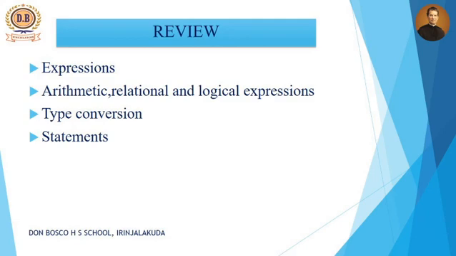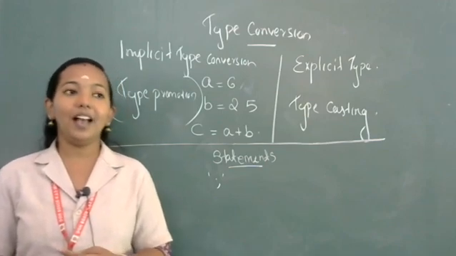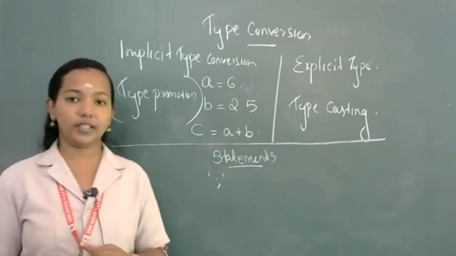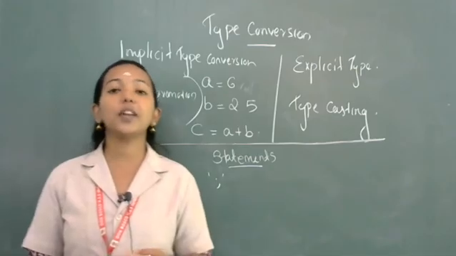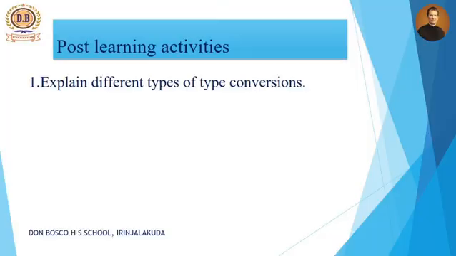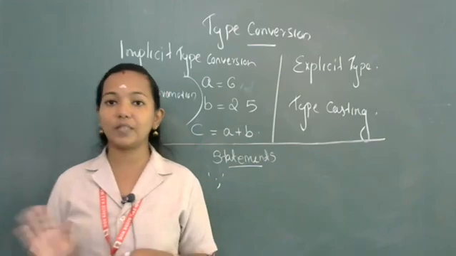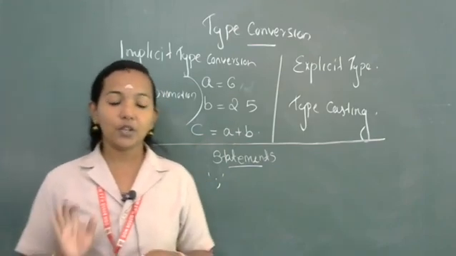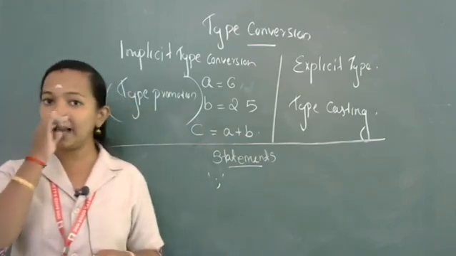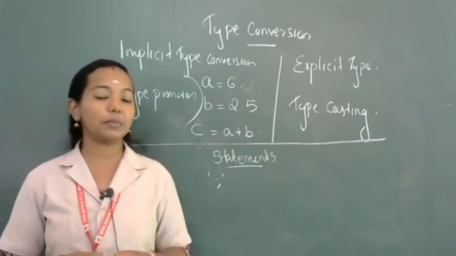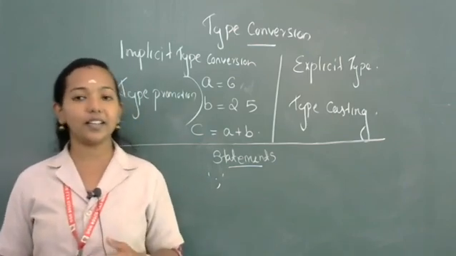After that we discussed the definition of a statement, what is meant by a statement and what the specialities of a statement are. Then you want to write one question in your notebook. It's a very important question: explain the different types of type conversion, or the difference between implicit type conversion and explicit type conversion. It's a very important question, type conversion. The remaining section, that means statements, we will discuss in the next video.